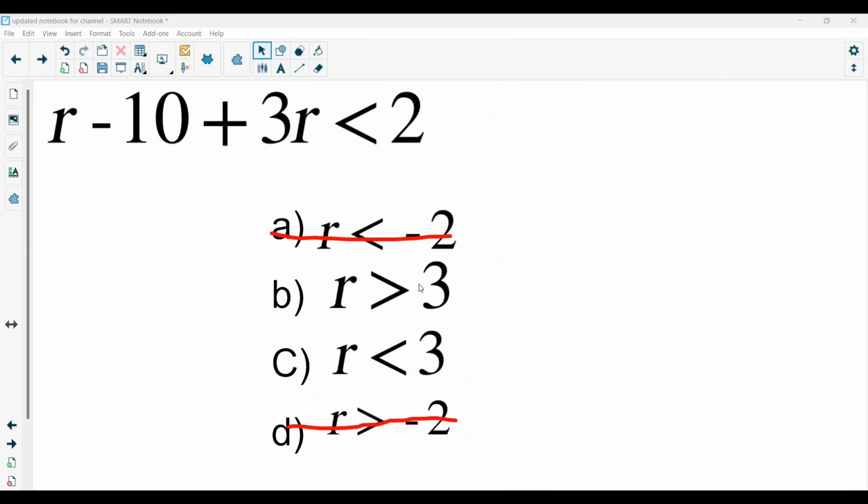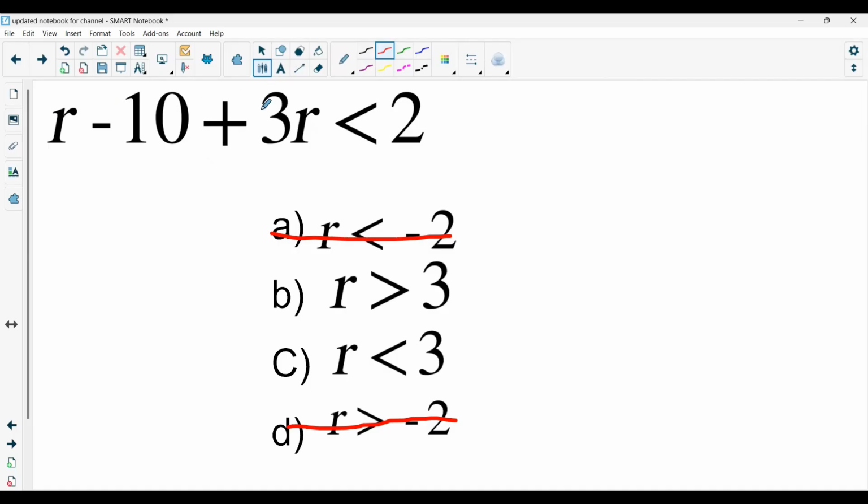All right, so now we have to choose which one is it? Is it B or is it C? So the only thing that's different between these two is the inequality signs. This one says r is greater than, and this one says r is smaller or less than. So let's see which one it is. First, we have to figure out what is beside our r. Is it a positive number or a negative number?